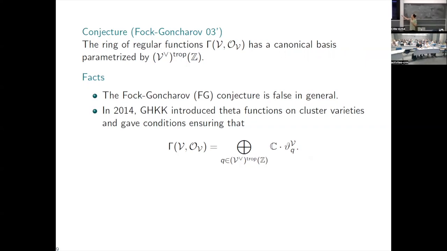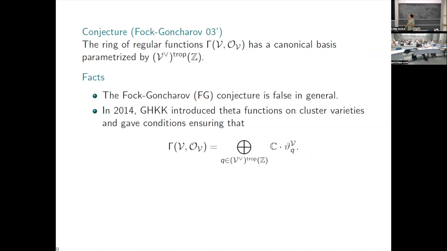So one of the most important conjectures in the theory of cluster algebras and cluster varieties is the Fock-Goncharov conjecture. They conjecture that the ring of regular functions on my cluster variety has a canonical basis parameterized by the integral tropical points of the mirror variety. Okay, and I will come to an example of this and actually the main motivation for this conjecture. The fact is that this conjecture is false in general.